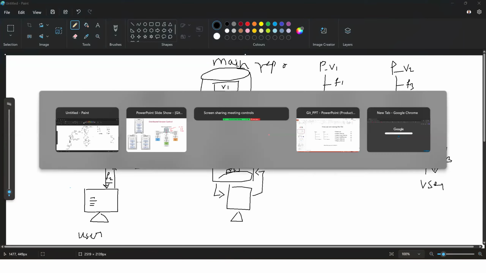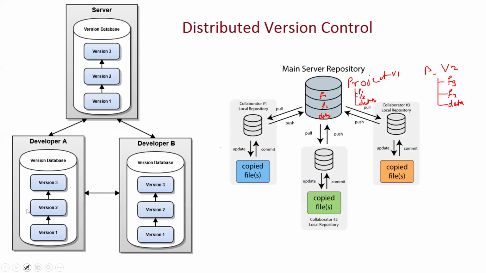So in this case, if you can see now, you should be able to understand this particular diagram easily. This is my server. I have three versions of the code. When developer A takes the code from the server, he gets all three versions of the code. Similar thing with developer B as well. He is also getting all three versions of it. And whatever changes they are making, they can make their changes. Now if you come over here, this is the main repo, the main server repo.